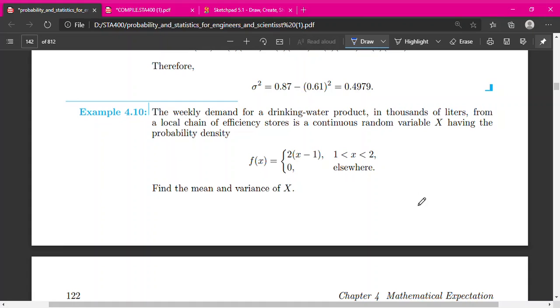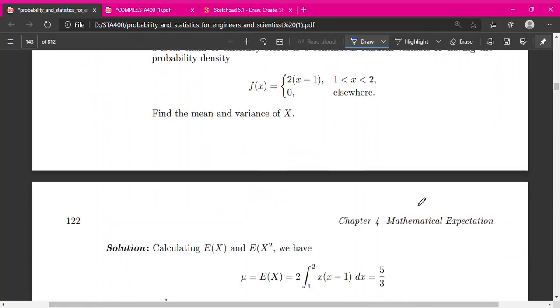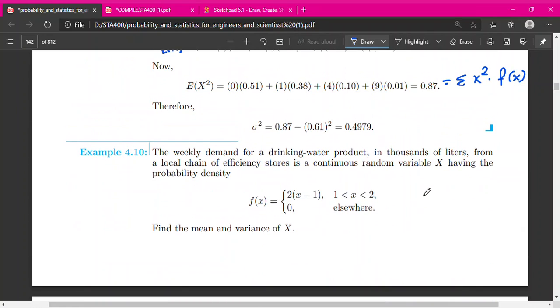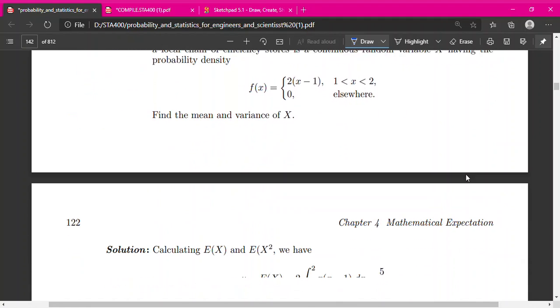The same applies if your random variable is from a continuous distribution. You can use either the first formula or the second. This example shows how to use the second. This is the function. X here is the weekly demand for a drinking water product in thousands of liters from a local chain of convenience stores, a continuous random variable X. So X here is the demand for a drinking water product in thousands of liters. So this is the formula.